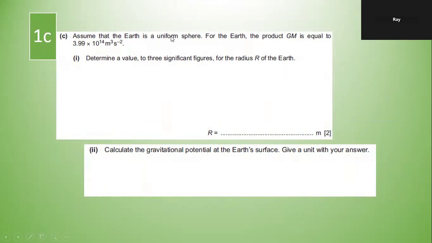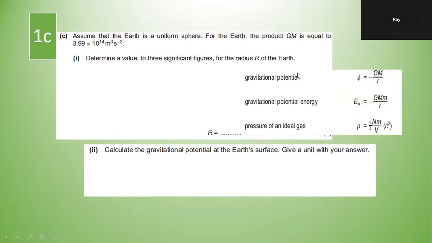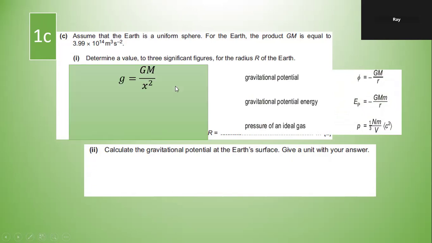Assuming that the Earth is a uniform sphere, for Earth the product Gm is given to you. Determine the value to 3 significant figures for the radius of the Earth. That one is given in the formula sheet. Remember that. So that one is given in the question paper, in the previous section.